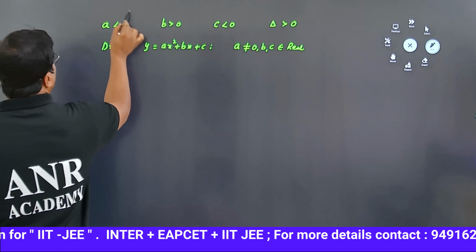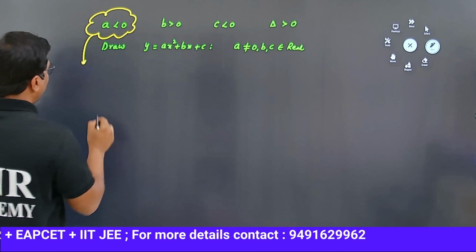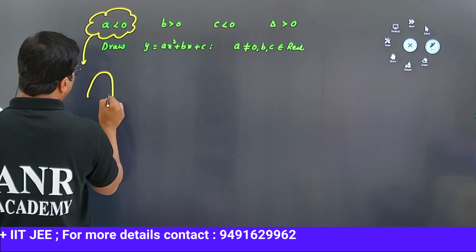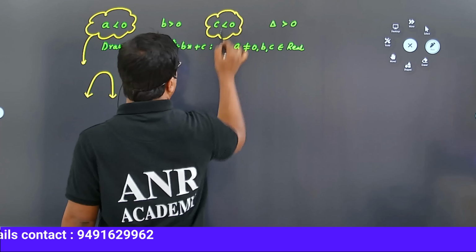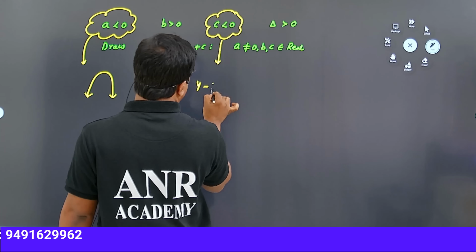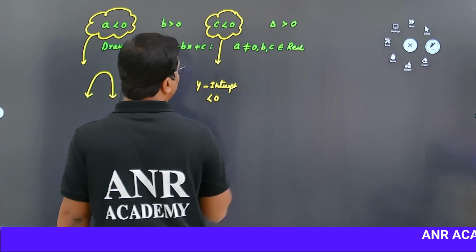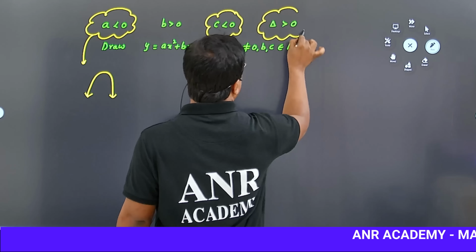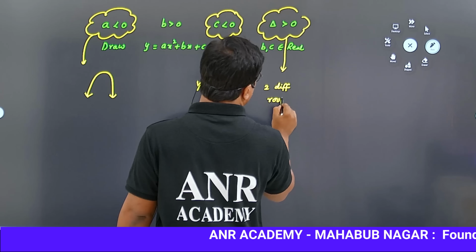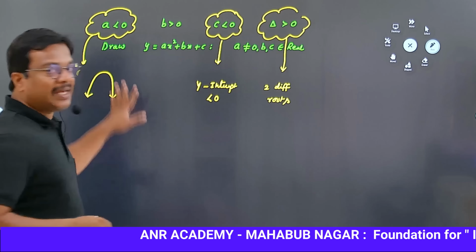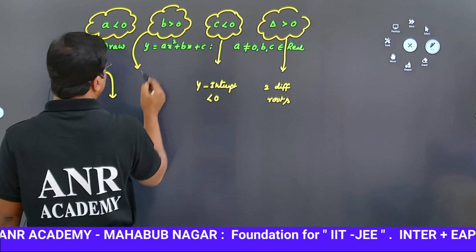We know that a decides the shape of the graph. Due to the negative quantity, it is of reverse U shape. Next, c less than 0, that is, the y-intercept must be negative, remember. Y-intercept less than 0. Discriminant more than 0, that means it has two different roots. Next, b value more than 0. That is, the position of the vertex is decided by this.